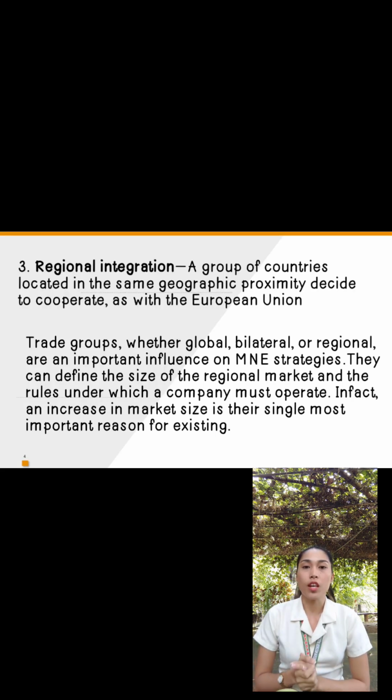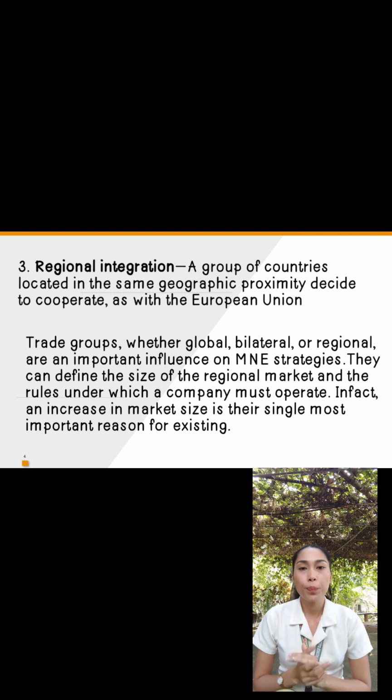The third is regional integration. This is the process by which neighboring countries or regions come together to increase cooperation and interaction. Regional integration aims to promote mutual benefits, enhance trade, and address common challenges among member states.